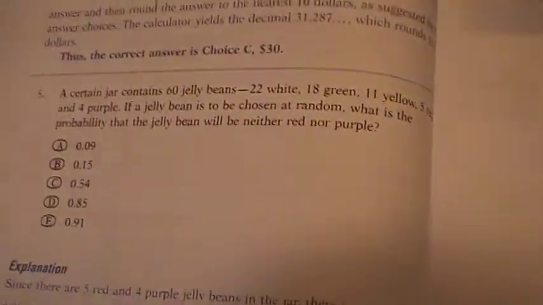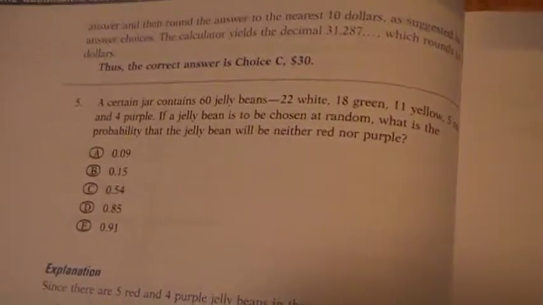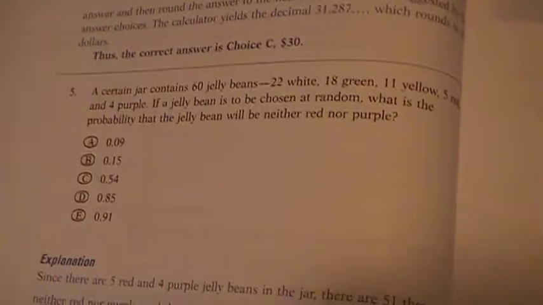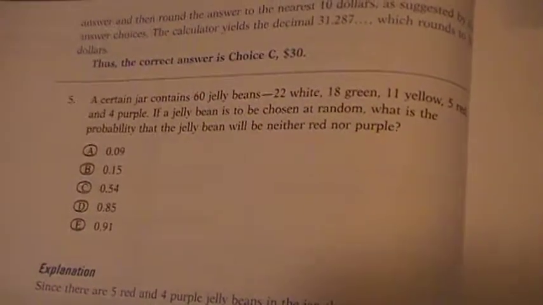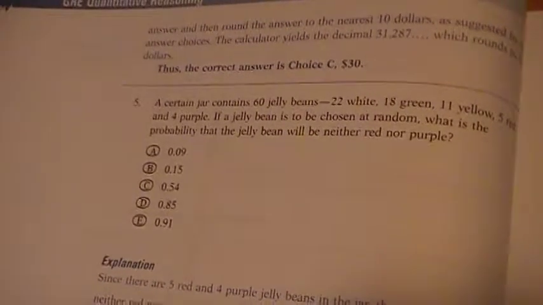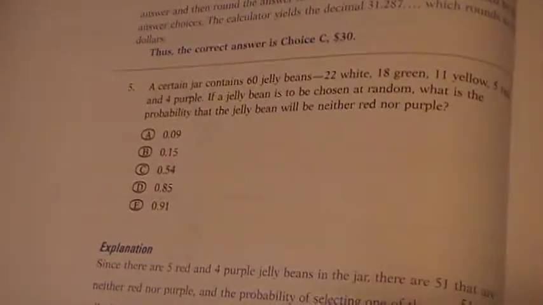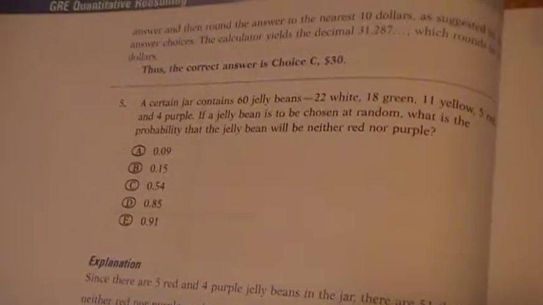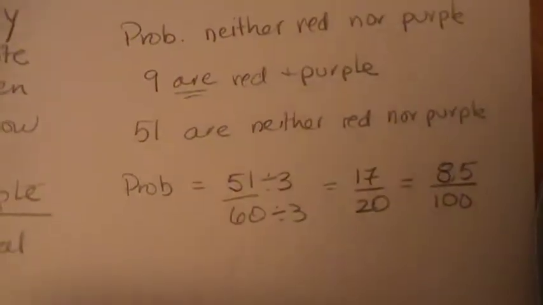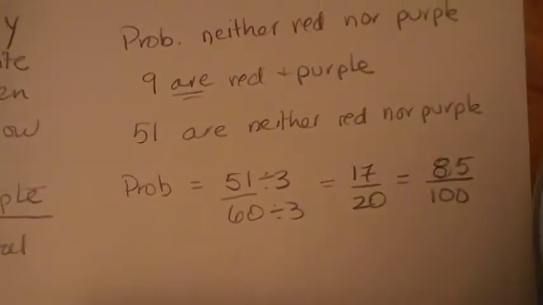And the last of these samples is a probability question where there's a total of 60 jelly beans, and what's the chance it will not be red nor purple? There are 9, 5 red and 4 purple, that qualify as being red or purple. So there's 51 out of the 60 that are neither red nor purple. So when we do that math, we get 51 out of the 60, and we can simplify that to 17 out of 20, which is 85% or 0.85.